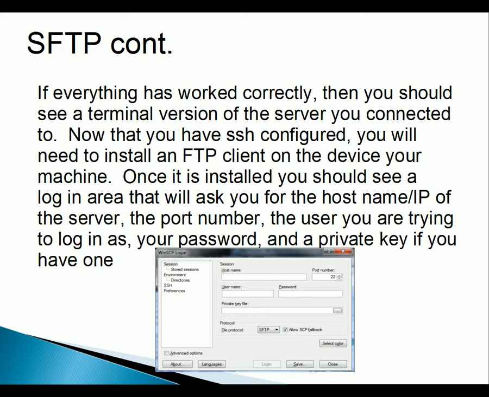please download, if you have not already, an FTP client. For this example, we'll be using WinSCP. Now, once you open the client, you'll see it ask for a hostname, port number, username, and password. The hostname is the IP address of the server. The port number is the port that is trying to connect through. 22 is the default SSH one.